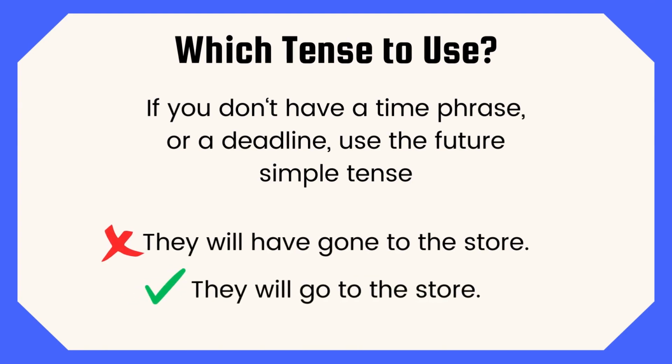So you may be wondering which tense to use, the future simple tense or the future perfect tense. So if you don't have a time phrase or a deadline for when another event begins, use the future simple tense. This means if you aren't comparing two events that are happening in the future, you can just use the future simple tense. For example, we wouldn't say, they will have gone to the store, because that sentence doesn't have a time phrase. Instead, we would say, they will go to the store.